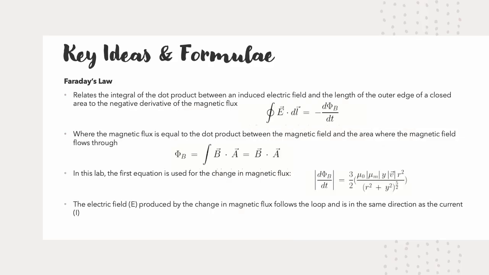The key ideas and formulas used in this are Faraday's law, and you can see the formulas on the screen. The first one I used relates the integral of the dot product between the induced electric field and the length of the outer edge of a closed area to the negative derivative of the magnetic flux, which is the closed integral of E dot dl, which is minus d phi B by dt, where the magnetic flux is equal to the dot product between the magnetic field and the area the magnetic field flows through.